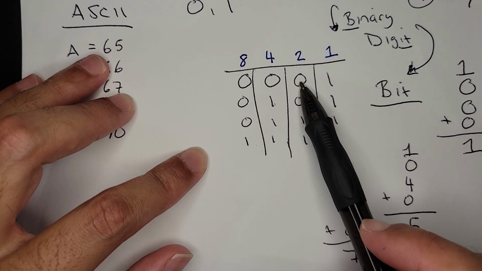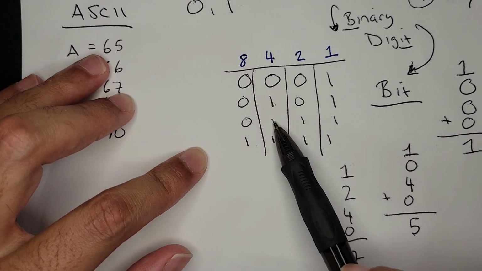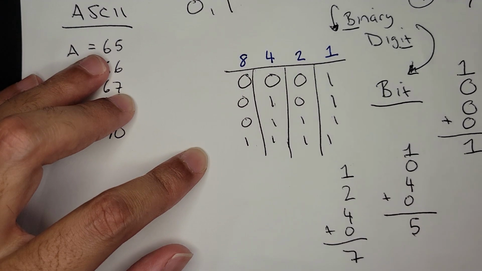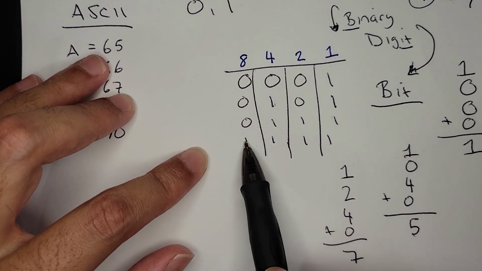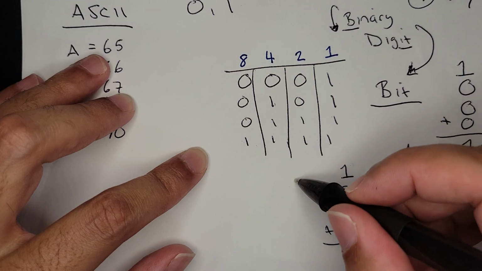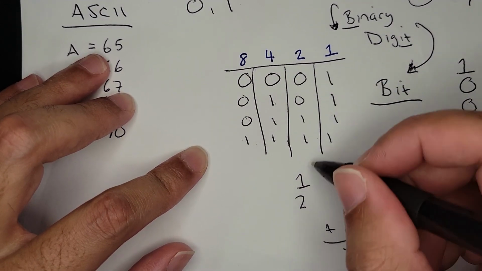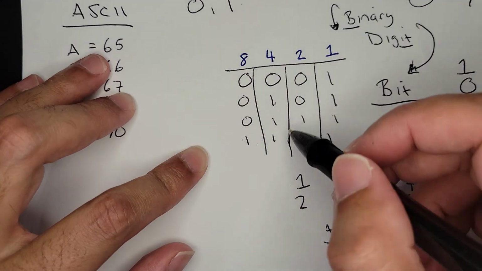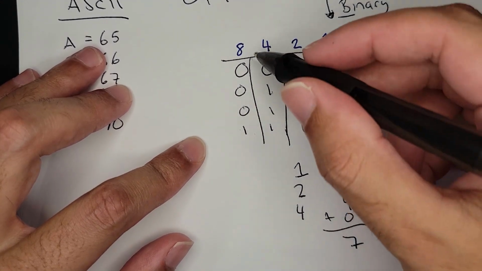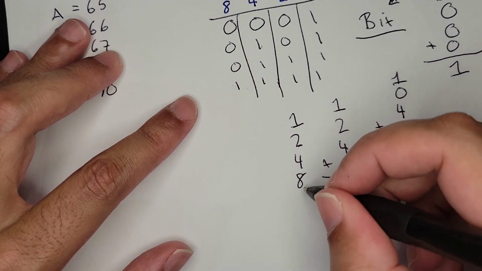This bit is not set. This bit is set. This bit is set. This bit is not set. So which bits are set? Well, we have all of them. So the bit worth 1 is set. The bit worth 2 is set. The bit worth 4 is set. And the bit worth 8 is set.